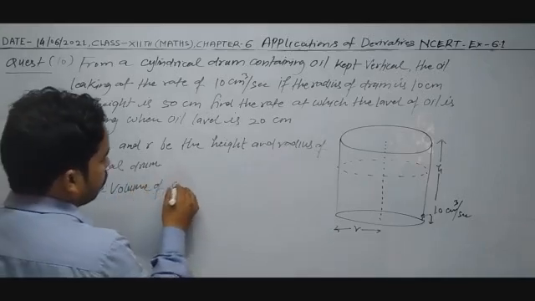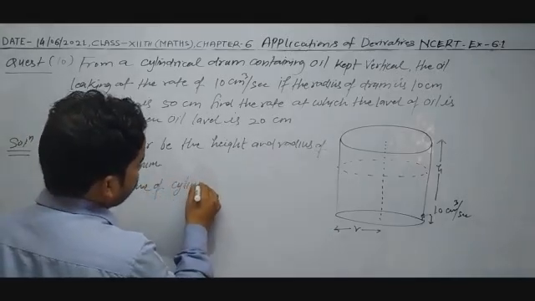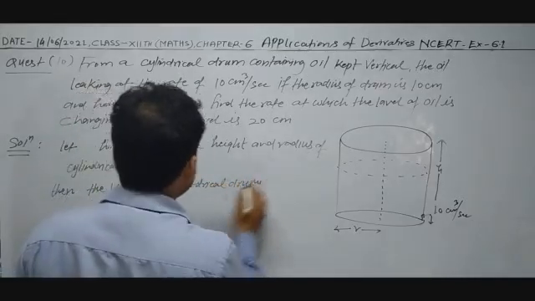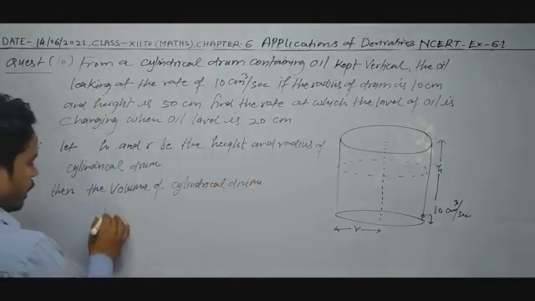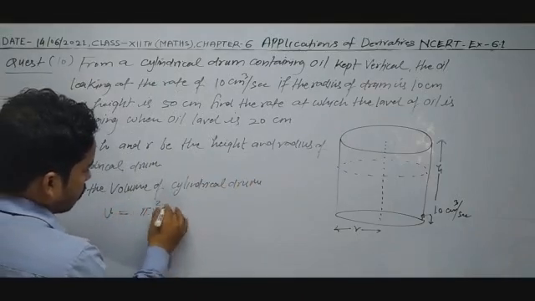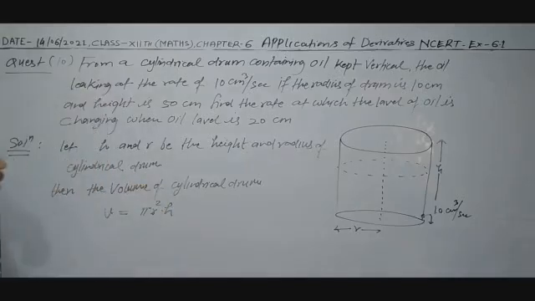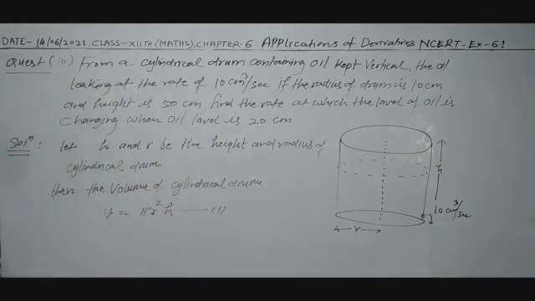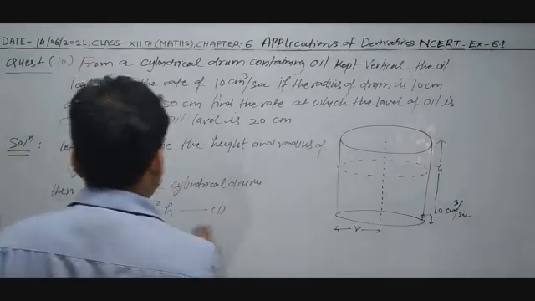Then the volume of a cylindrical drum, that is V is equal to pi r square h. Consider equation 1. And according to the question, dV by dt is given.